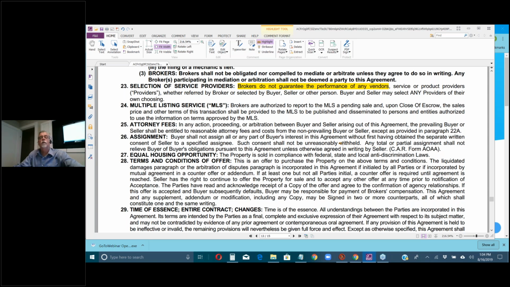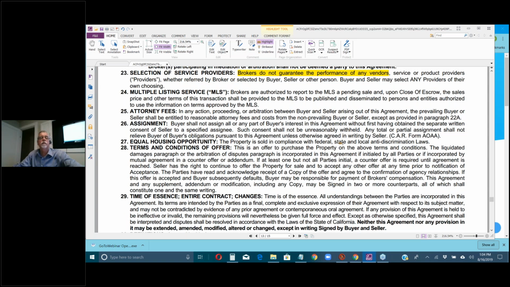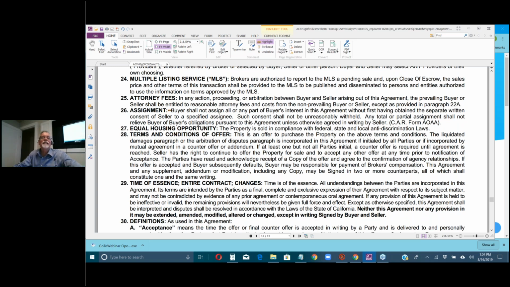Attorney's fees. Whoever loses is supposed to pay the other one's attorney's fees. Assignment: buyer shall not assign any or all parts of buyer's interest in this agreement without first obtaining separate written consent of the seller to the specified assignee. I'm just saying, the agents sometimes write in "name of buyer or assignee." Well, it would be better to use the CAR AOAA form, which is an assignment agreement form.